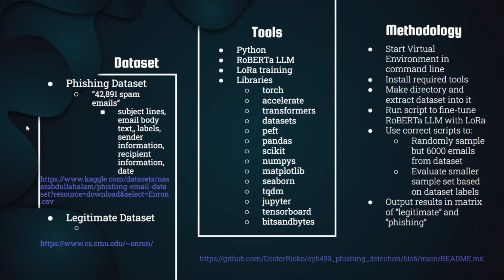Randomly sampling an even smaller set of emails from the total dataset to not crash the program when running, we can run the program to then evaluate the dataset by having fine-tuned RoBERTa label the emails as phishing or legitimate, outputting a matrix, and comparing the results with the actual label on whether they were phishing or not.